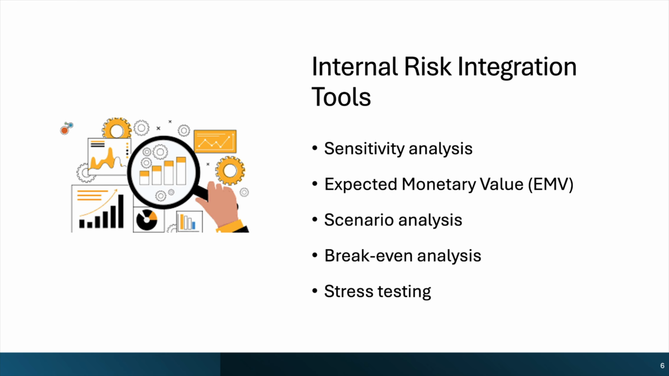Sensitivity analysis is one of several internal tools used to evaluate risk. The expected monetary value, EMV, assigns probabilities to outcomes and calculates expected value using projected cash flows. Scenario analysis looks at best, base, and worst cases by changing multiple variables at once. Break-even analysis tells us the minimum performance required to avoid losses. Stress testing pushes assumptions to extreme levels to evaluate resilience. These tools help managers move beyond simple profitability and think strategically about uncertainty. In my opinion, sensitivity analysis is often the starting point because it's clear, visual, and easy to communicate. However, it assumes that variables move independently, which isn't always true.